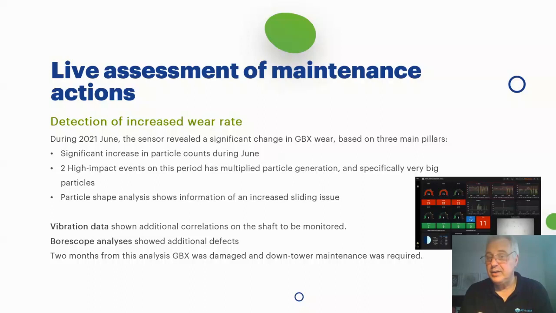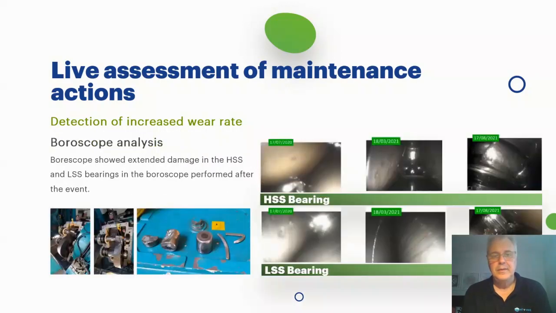Later, vibration results showed that there were issues in the shaft. A further boroscopic study revealed damage in both the high-speed and the low-speed shaft bearings. In 2 months' time, the gearbox was damaged and shut down for repair.